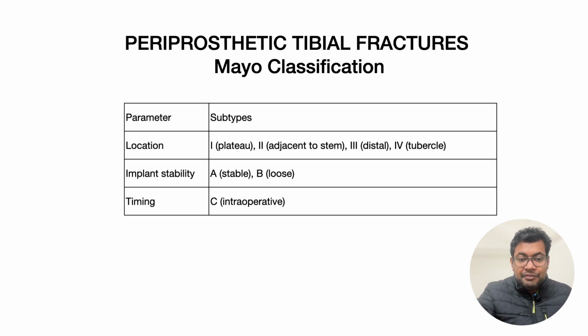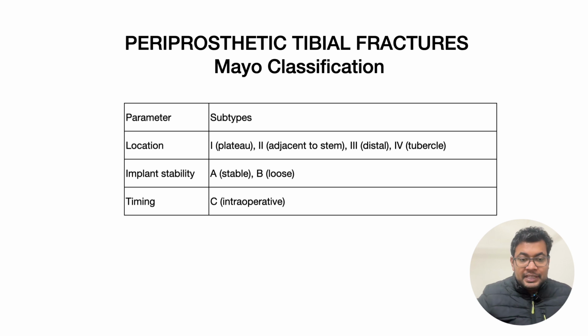Type 2 is a fracture below the tibial plateau adjacent to the stem, type 3 is a fracture distal to the implant, and type 4 is a tibial tubercle fracture. Then, based on the stability, these are again divided into 1, 2, 3, 4, A or B. A is a stable implant, B is a loose implant.